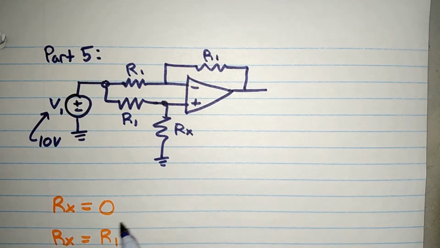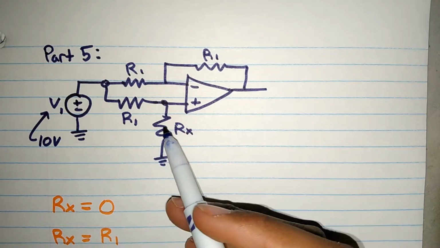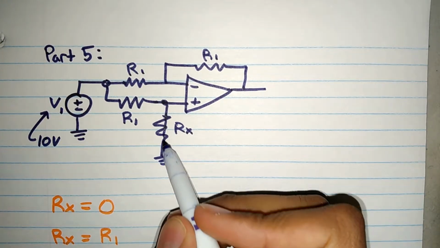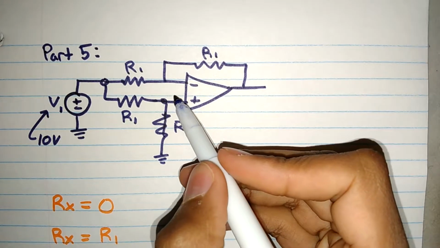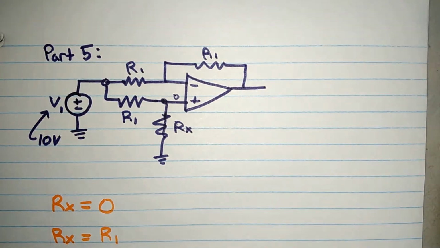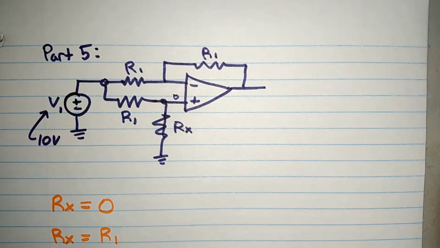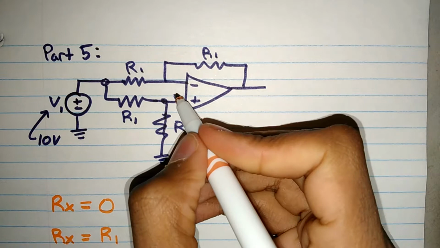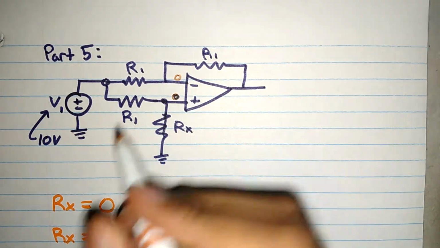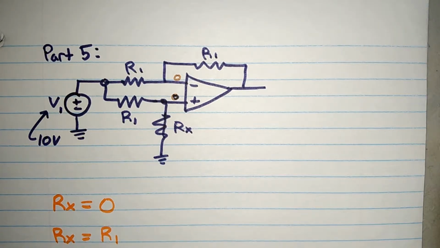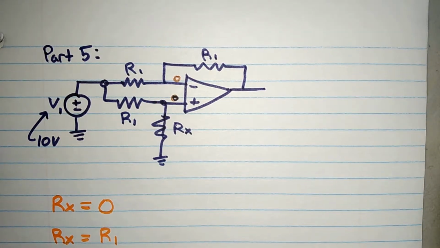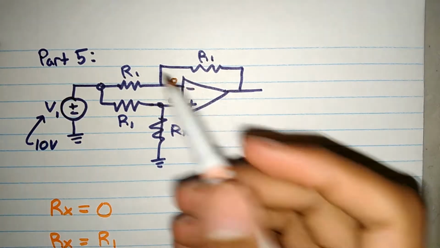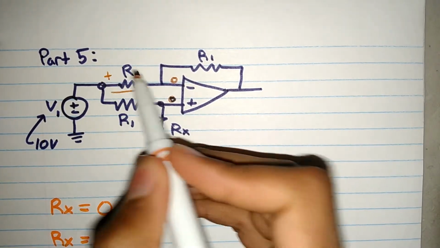If Rx is 0, that means it's going to be a closed circuit. It's straight to ground, which makes things very simple, because then this node would automatically be 0 volts. If this node is 0 volts, that means this node is also 0 volts. And if that's 0 volts, then we can easily calculate the gain of V1, simply as we do the negative feedbacks, you just use Ohm's law, plus minus.